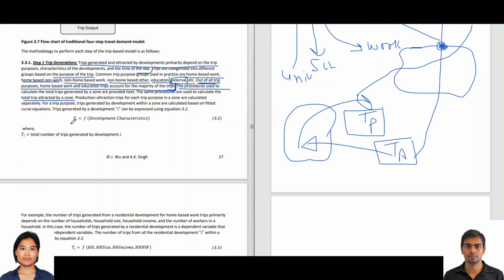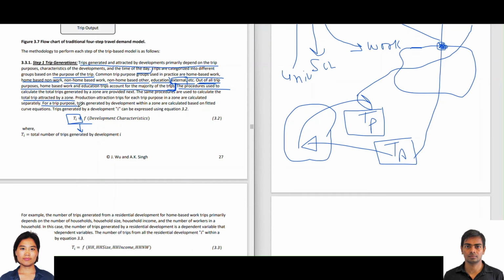So the first thing we do is look at the development characteristics and define a function. So TI is the number of trips for each trip purpose, which is a function of development characteristics. For a given trip purpose, TI here is for one given trip purpose. Then there will be another TI for another trip purpose, then another TI for another trip purpose.